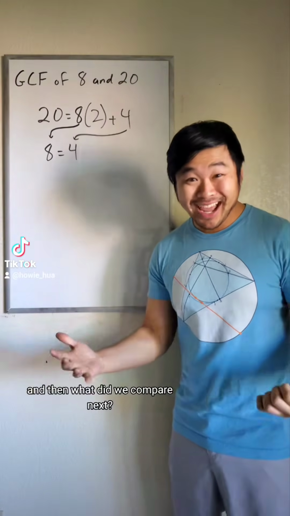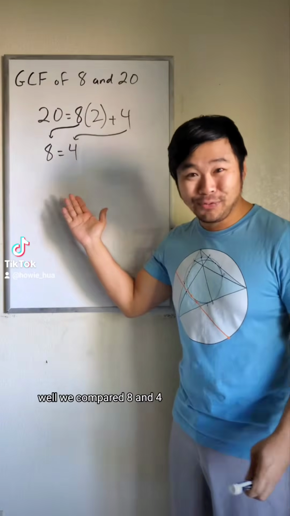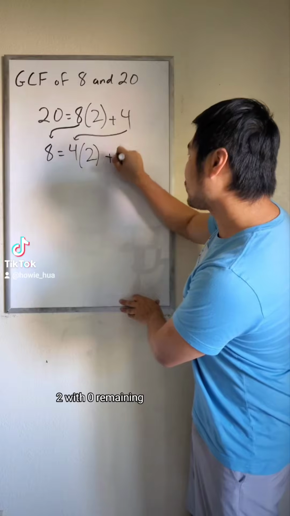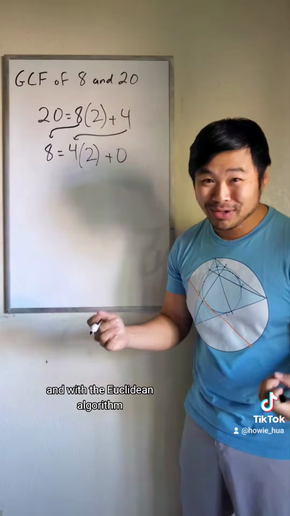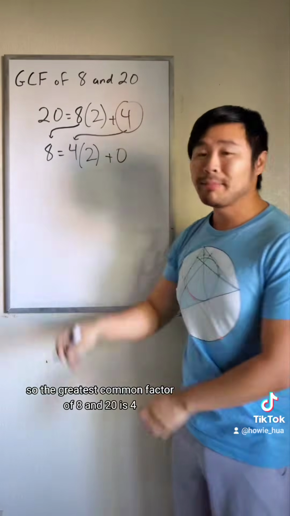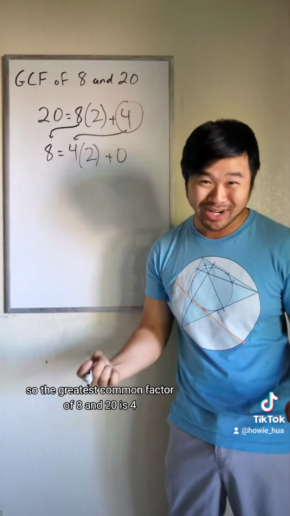And then what did we compare next? Well, we compared 8 and 4. So how many 4s fit into 8? 2, with 0 remaining. And with the Euclidean algorithm, the last non-zero remainder is the greatest common factor. So the greatest common factor of 8 and 20 is 4.